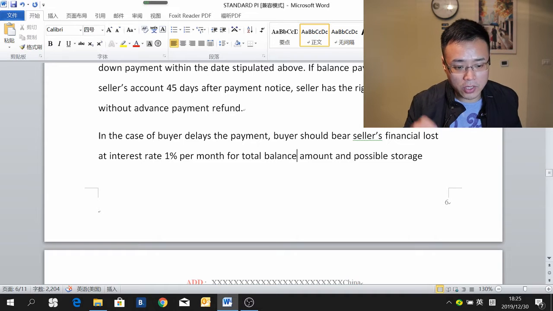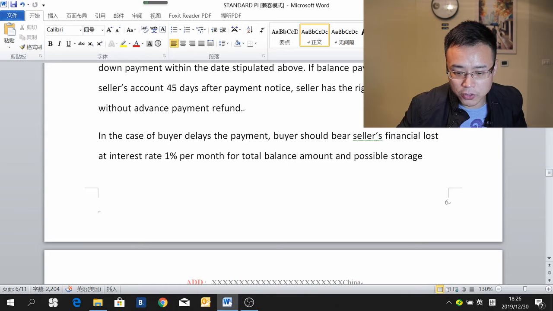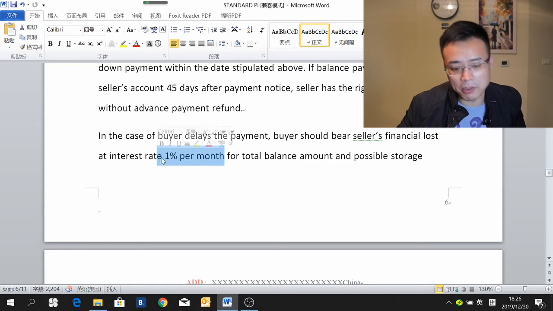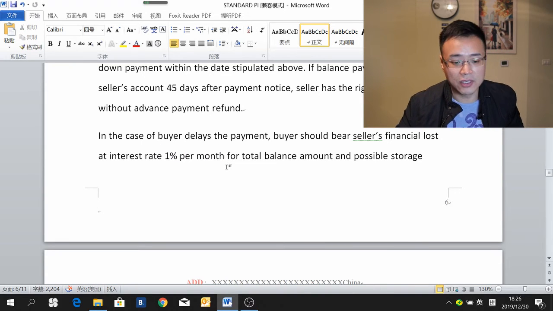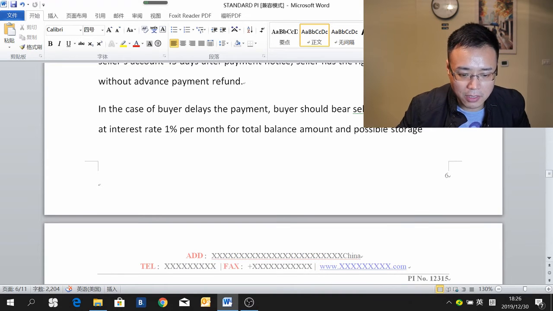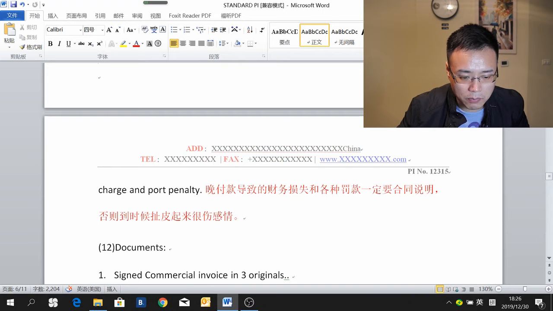In the case the buyer delays the payment, the buyer should bear the seller's financial loss at an interest rate of 1% per month. Okay, I have made it 1% per month here. It's quite high. You can make it like 0.5% per month. For the total balance amount and possible storage charge and port penalty.